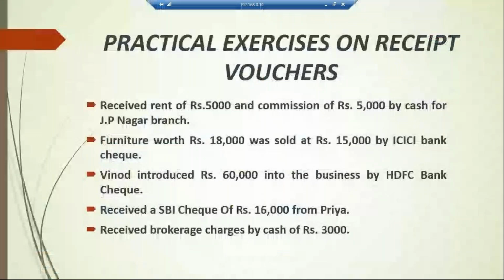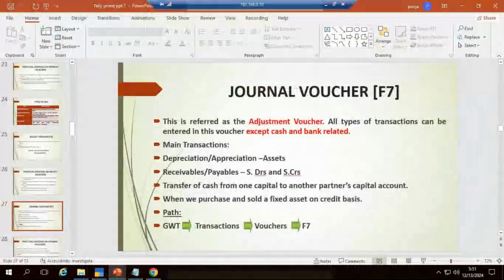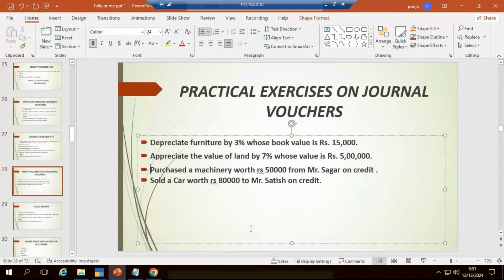So we have discussed the contra, payment and receipt vouchers. The next one we are going to discuss is the journal voucher, and the function key for that is F7. The journal voucher is also called an adjustment voucher. All types of transactions can be entered in this voucher except cash and bank related ones. So it does not include cash and bank related entries.